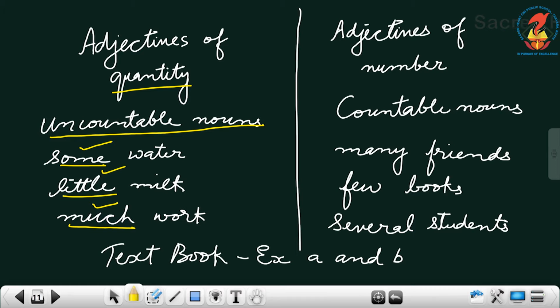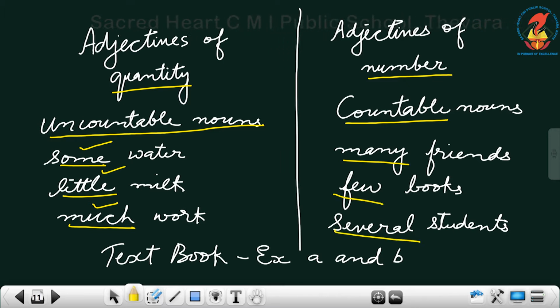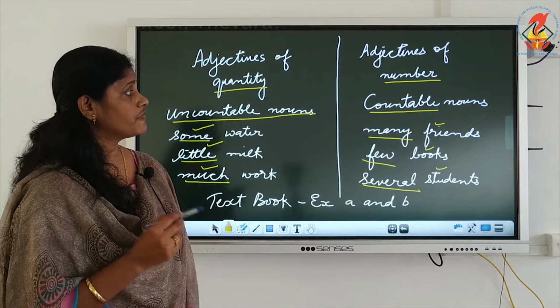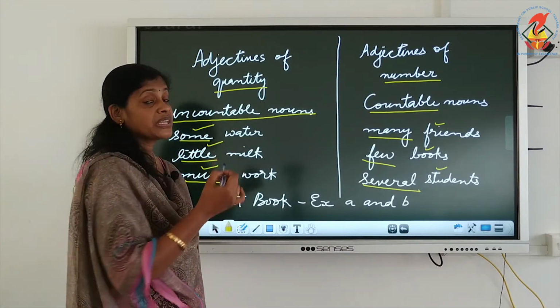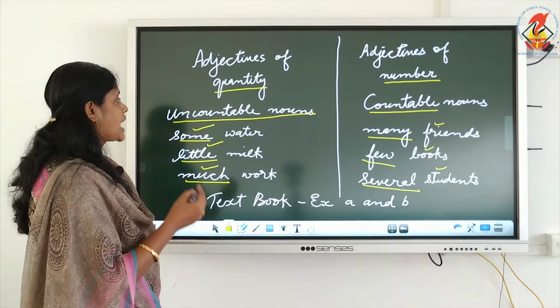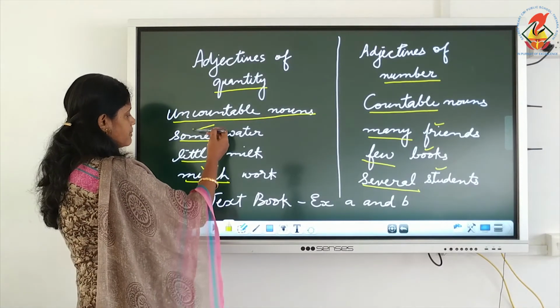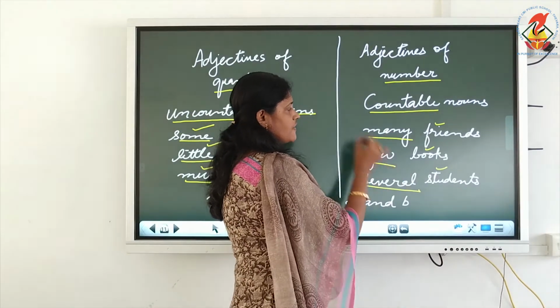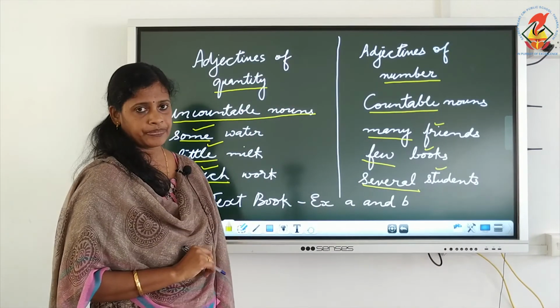In the same way, adjectives of number are used with countable nouns, children. Many friends came, you can count the number of friends. Few books, again you can count those books. Several students came. So friends, books, students can be counted. If you can count something, it becomes an adjective of number, and if you cannot count something, but it can only be measured, it becomes an adjective of quantity. The words some, little, much are adjectives of quantity, and the words many, few and several are adjectives of number. Is it clear, children?